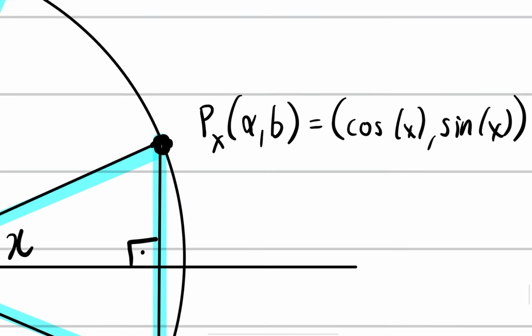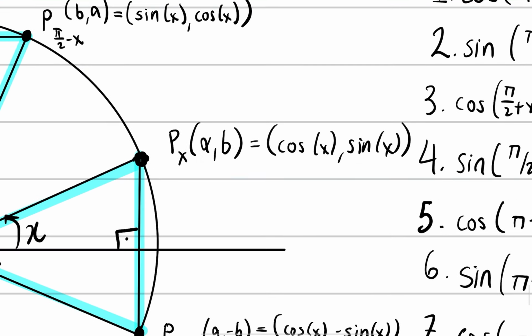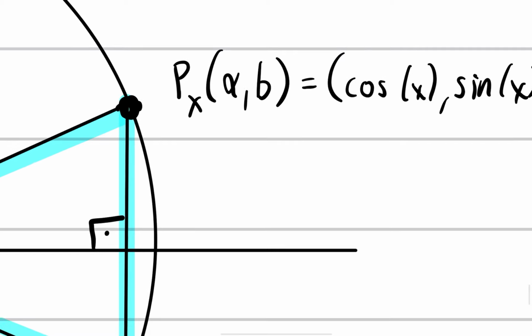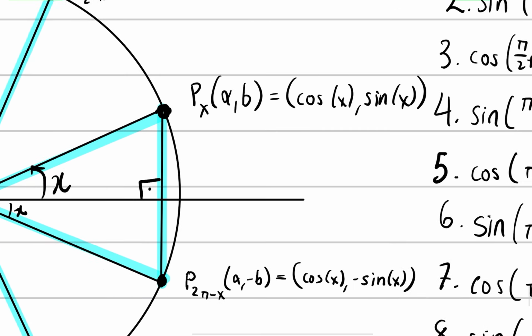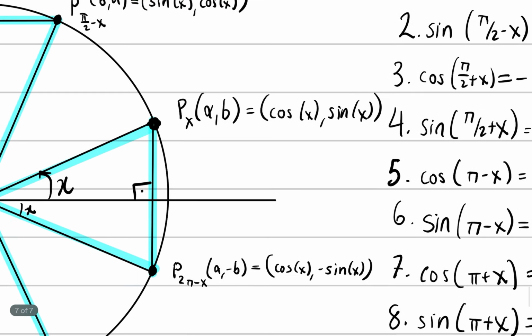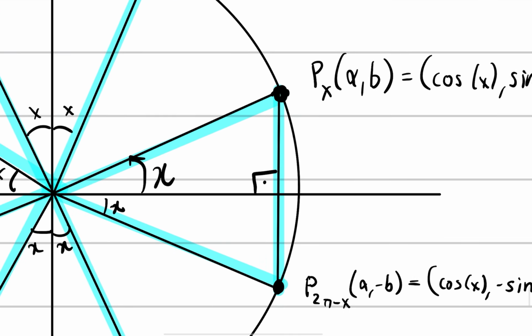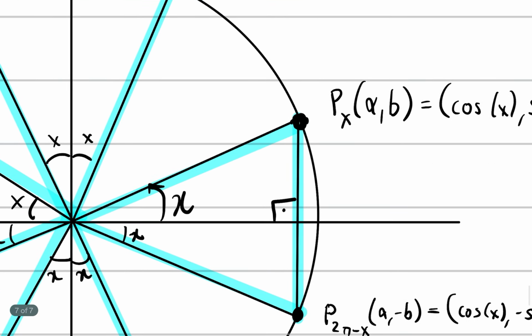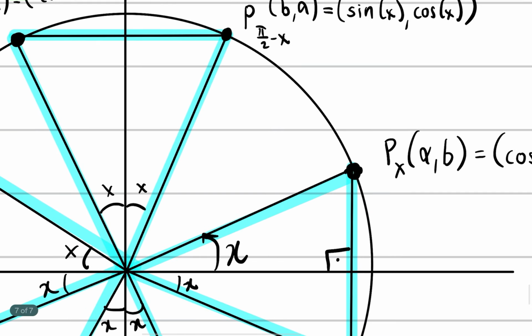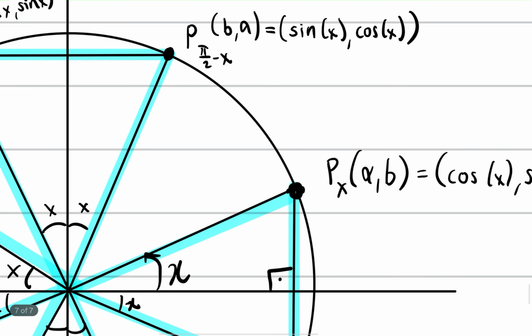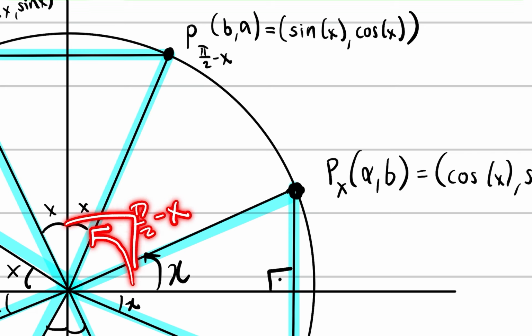So first, we'll let the point formed with the intersection, we'll denote that P sub x, of a comma b, is cosine comma sine. We already talked about this and why this is true. Well, what happens if we look at this angle right here? What is this angle actually? Do you know? Well, it's pi over 2 minus x, since this whole thing is pi over 2 and this is x. That's some geometry. Hopefully you remember.